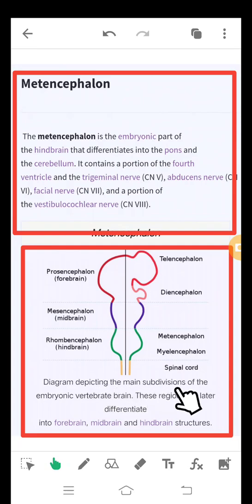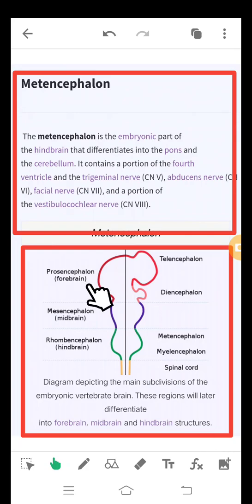So, this is the important diagram depicting the main subdivisions of the embryonic vertebrate brain. There are three main subdivisions. First subdivision, named prosencephalon. Second subdivision, named mesencephalon. Third subdivision, named rhombencephalon. These regions will later differentiate into forebrain, midbrain and hindbrain structures.